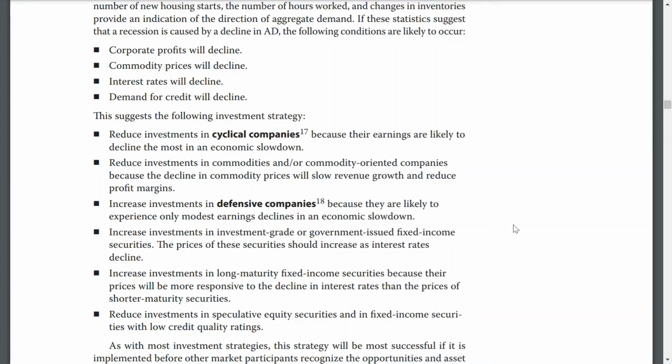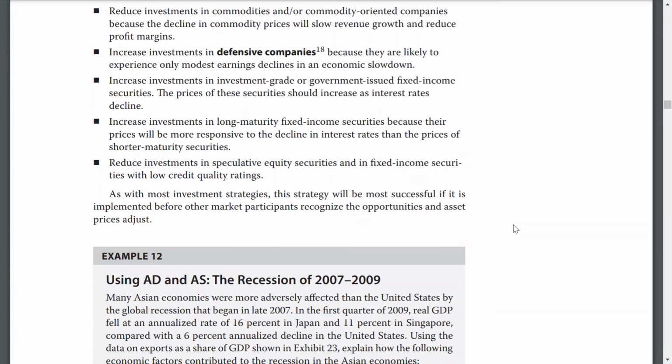Increase investment in defense companies because they are likely to experience only modest earnings declines in an economic slowdown, because governments still spend money on defense regardless of how the economy is doing. And you may even argue that governments will spend more because they want to increase the money supply, they want to increase government spending and stimulation of the economy. So that's why people will invest in that.